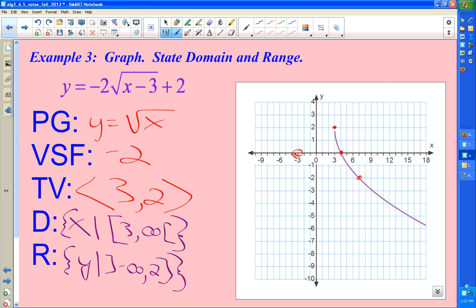How about a y value of negative 1? Do you see a y value of negative 1? Here's where y is negative 1. Is there a point on the graph? Yeah. How about a y value of positive 1? How about a y value of 3?